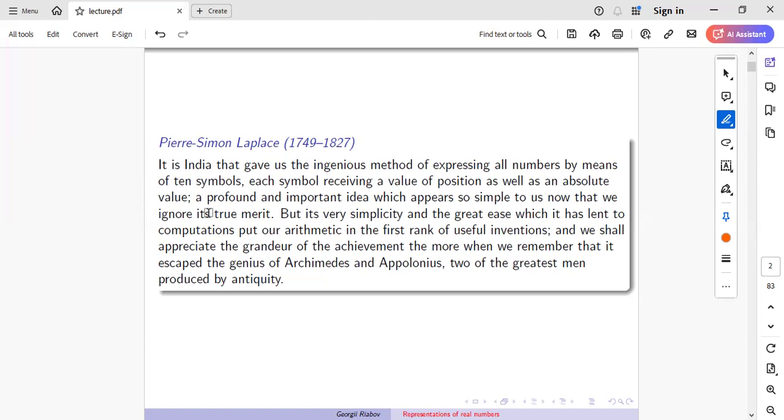So he underlines the importance that numbers can be expressed using only 10 symbols. In fact, even less, as we will see today.